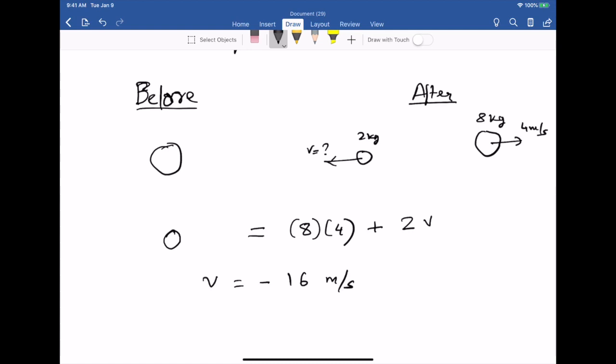What is the minus telling us? When we took the velocity of the 8 kg piece to be plus 4, we are implicitly choosing the sign convention that right is positive. So that's why we took the velocity of the 8 kg piece to be plus 4, right? So the math is telling us that the 2 kg piece is moving in the opposite direction, and so we got a negative sign for the velocity of the 2 kg piece. So the answer to the question is that the 2 kg piece is moving with a velocity of 16 meters per second to the west.